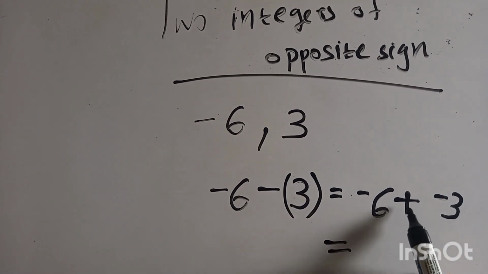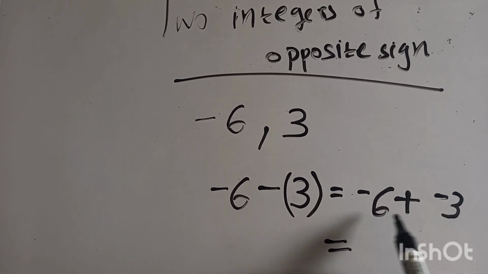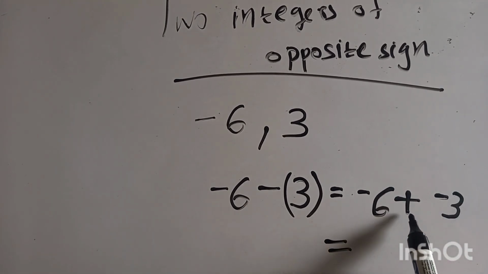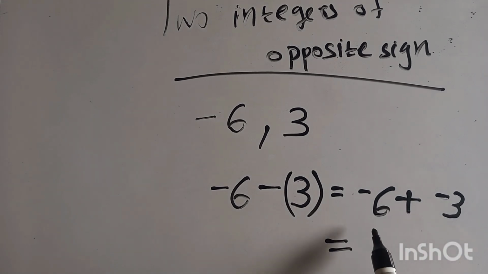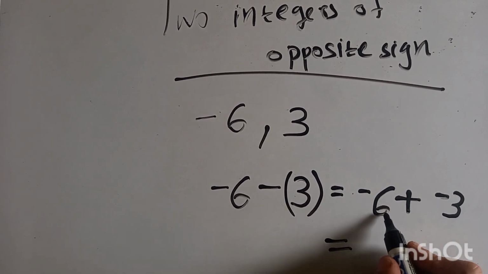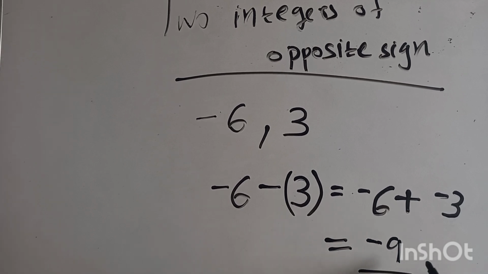So here you can see this is addition of two integers of the same sign. Negative 6 and negative 3 are both negative integers, and you are going to add two negative integers. When you have two integers of the same sign and you want to add, just neglect the sign, add the numbers and put the sign of both numbers. So here 6 plus 3 you have to add, it will be 9, and since both numbers are negative, the answer will be negative. So negative 6 plus negative 3 will be negative 9.